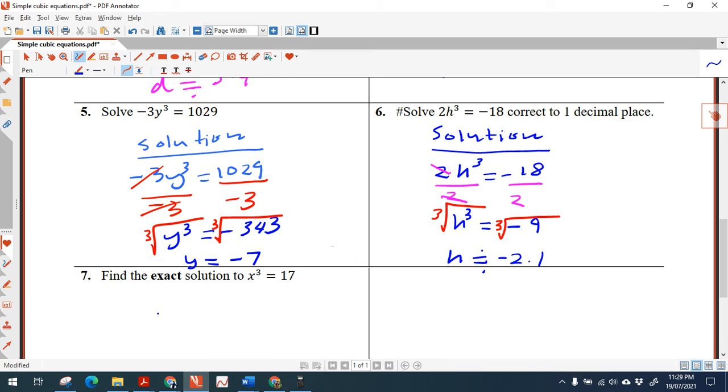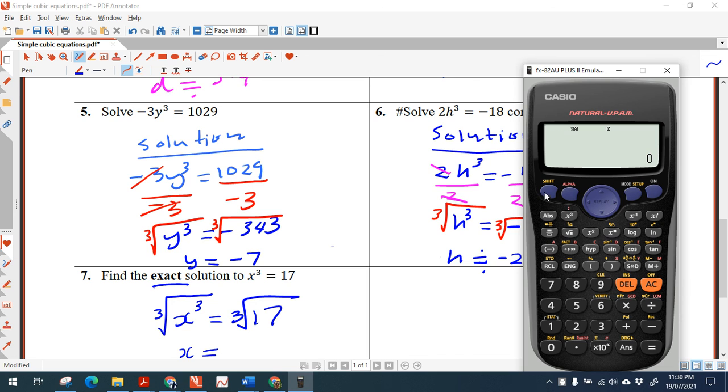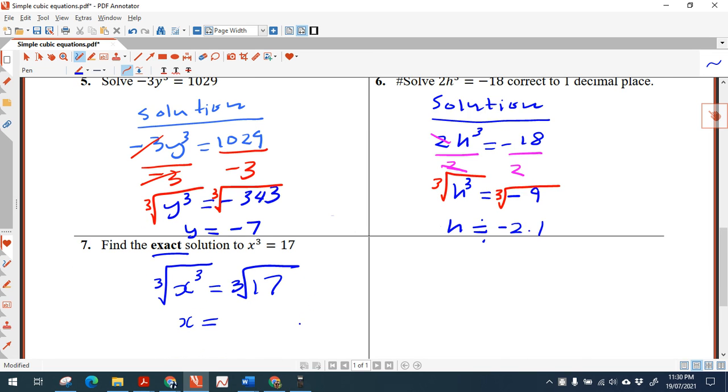Now, just for the last one, when it says exact solution, it means to use the third answer. So when I solve this, I'm going to cube root both sides. Right. Now, if you put this into your calculator, so let's try that now, it's going to get a nasty decimal. Shift cube root 17. Right, we don't want to write the rounded answer, we want the exact answer. And that means you've got to leave it as a cube root. So your exact answer in this case is cube root of 17.